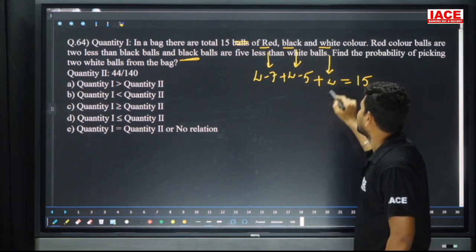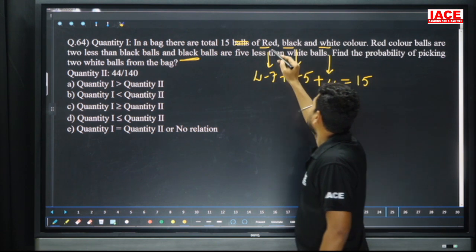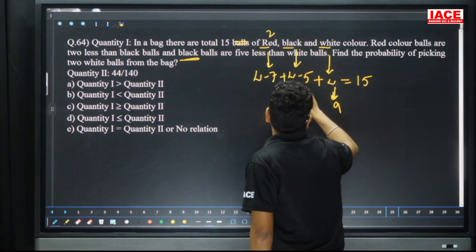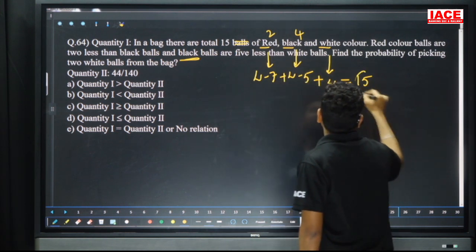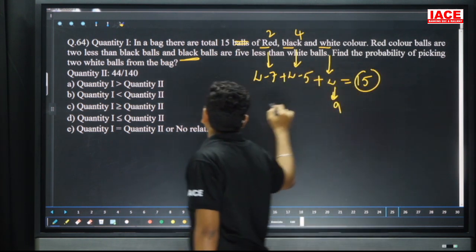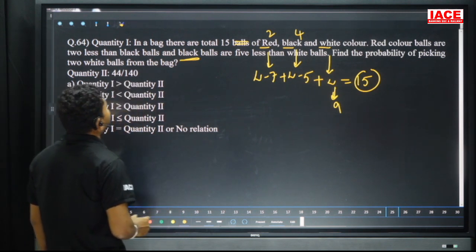3W is equal to 27, which means W is equal to what value? 9. W is equal to 9, so red balls are how many balls? 2 balls, and black balls are 4. 4 plus 2 is 6, 6 plus 9 is 15 total. Now we know the count of the balls. The question is what here? Find the probability of 2 white balls from the bag.